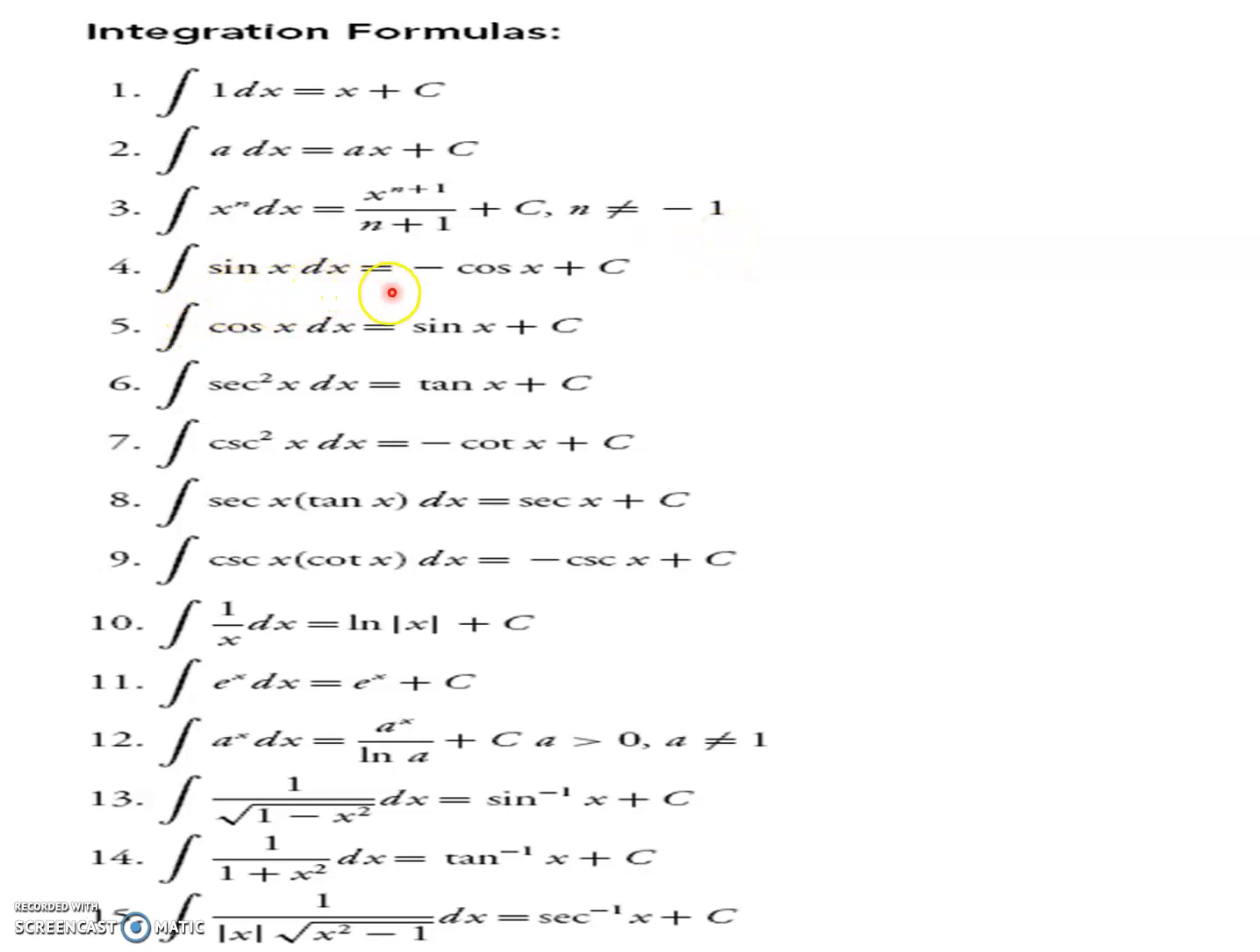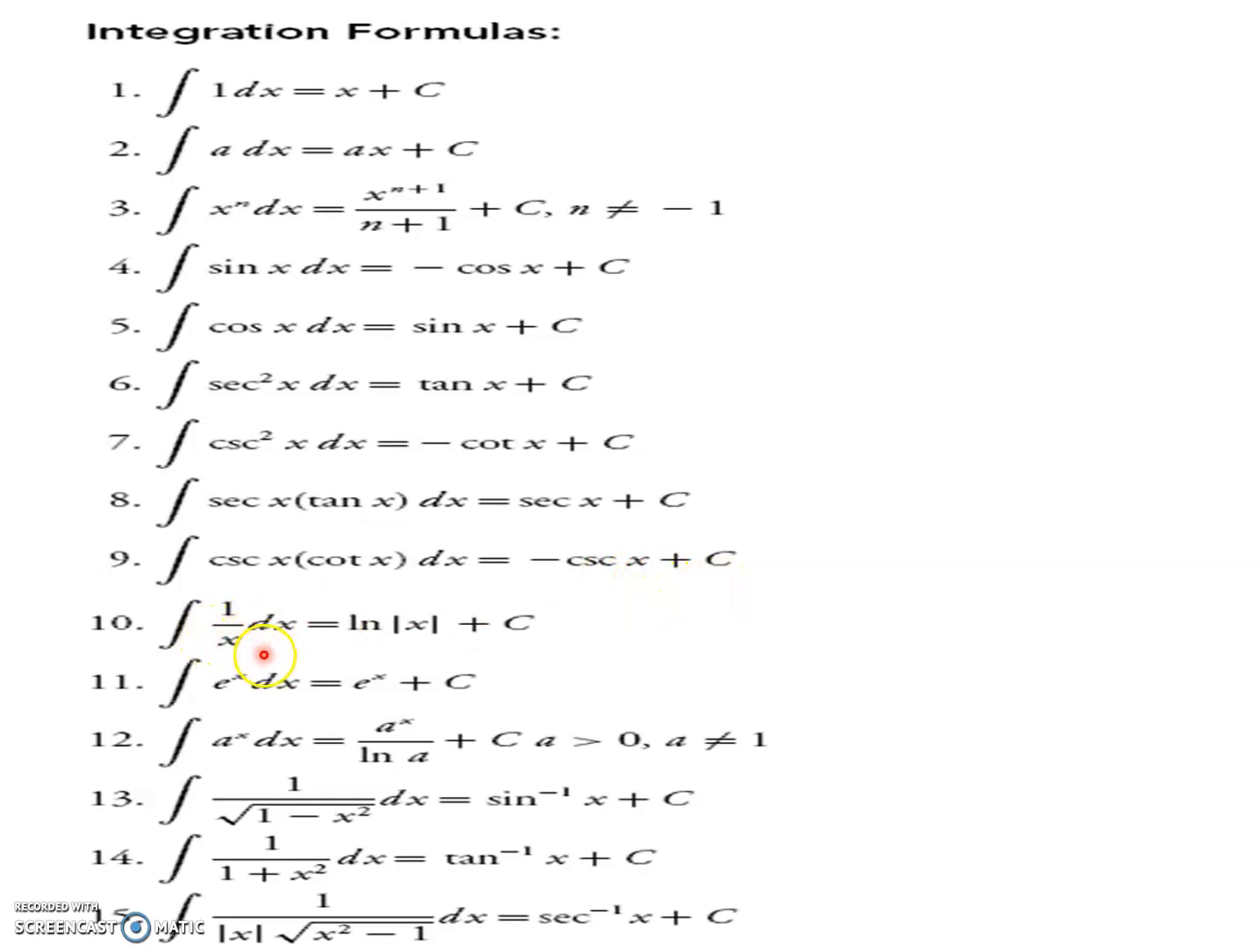Integration of sin x dx is equal to minus cos x plus c. Integration cos x dx is equal to sin x plus c. Integration sec square x dx is equal to tan x plus c. Integration cosec square x dx is equal to minus cot x plus c. Integration sec x tan x dx is equal to sec x plus c. Integration cosec x cot x dx is equal to minus cosec x plus c.